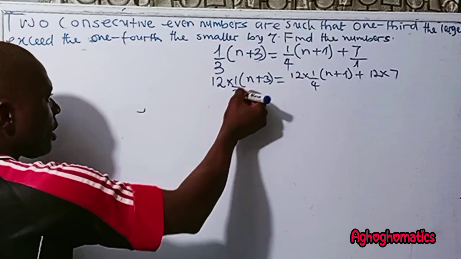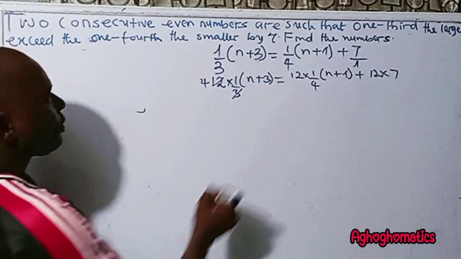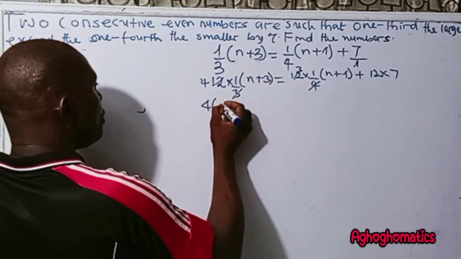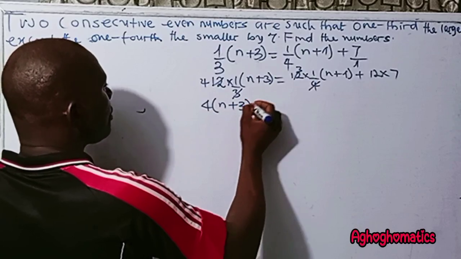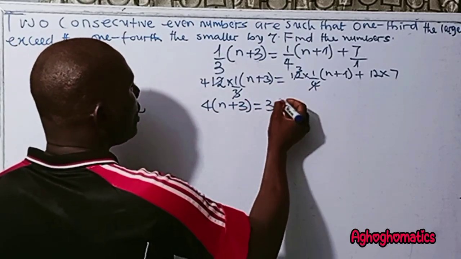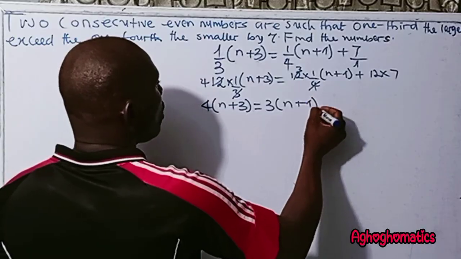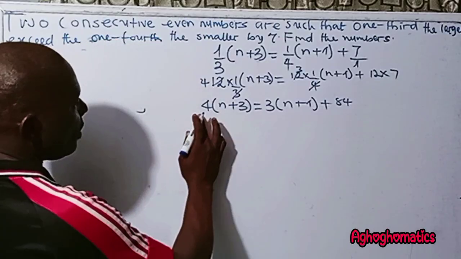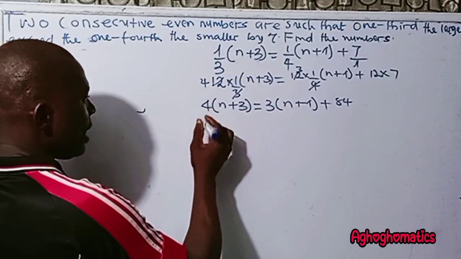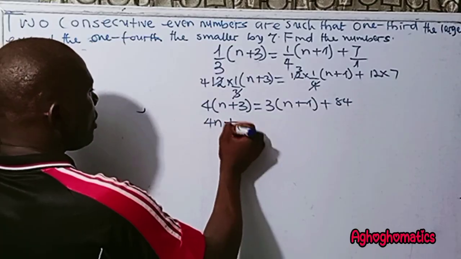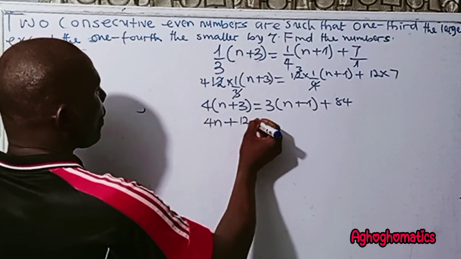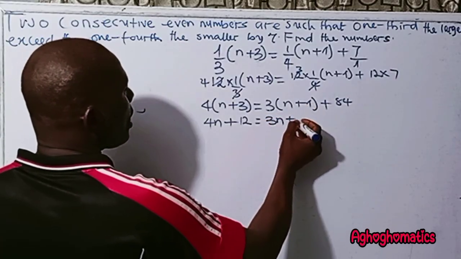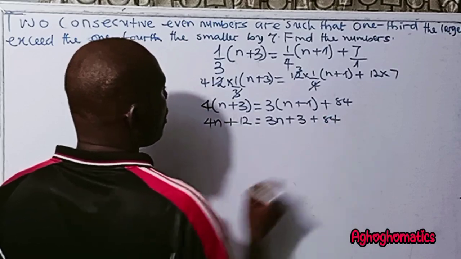So here, we have 4. Carefully do this. Here we have 3. So let's put this out. This becomes 4 into n plus 3. So here will become 3 into n plus 1. Now if we multiply 12 by 7, that gives 84. So we need to open these brackets. Now 4 times n, that is 4n. Then 4 times 3, that is 12. Then 3 times n, that gives 3n. Then 3 times 1, that gives 3, plus 84.